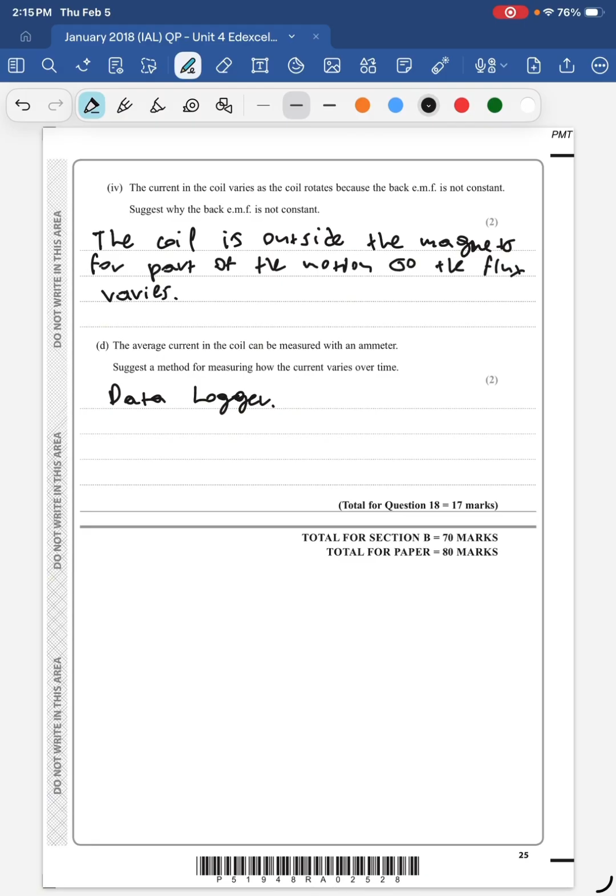This was the January 2018 paper. It's from the old spec, but I hope you guys find it useful. All the questions can appear in the modern spec.